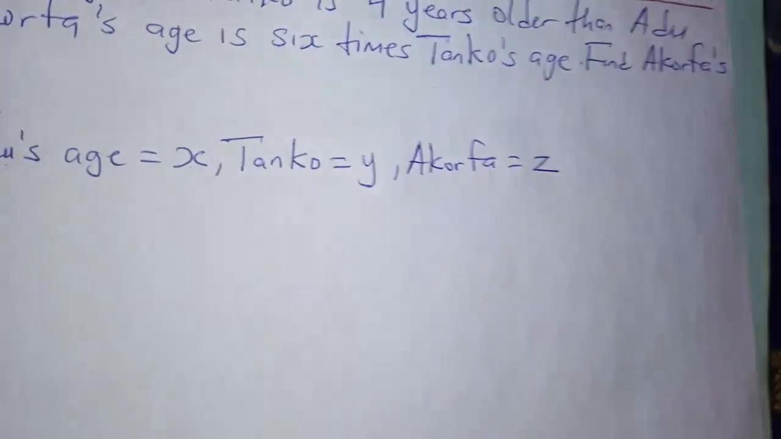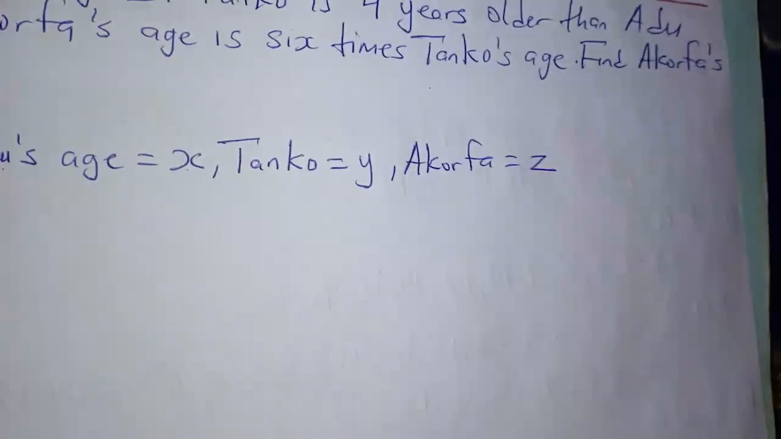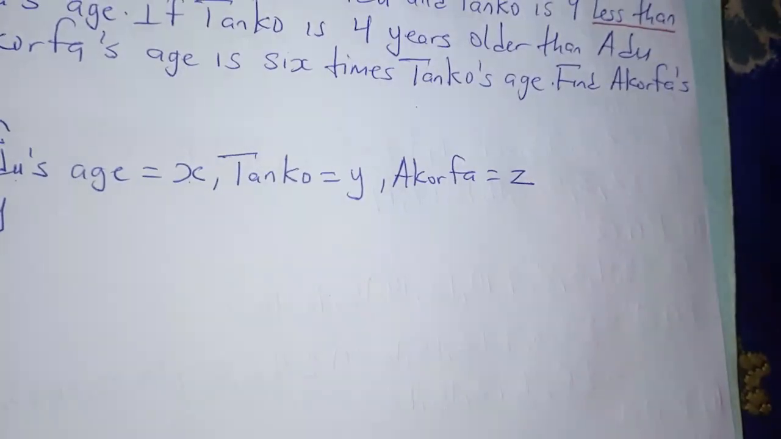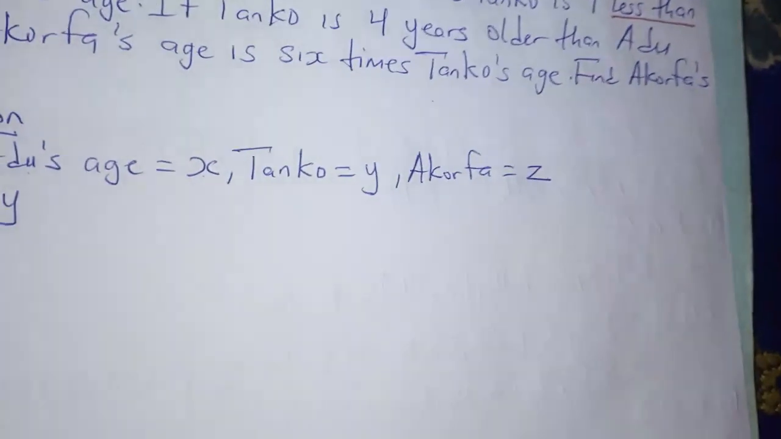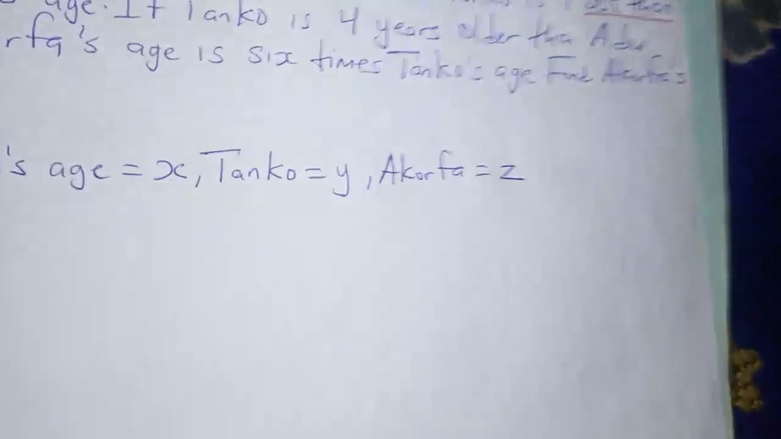I am 15. So how old will my brother be? That means my age plus 15 will give you my brother's age. Get it? I am the younger one. That is why I say my age is 5 less than my brother's own. So if I'm 15, my brother will be 15 plus 5.